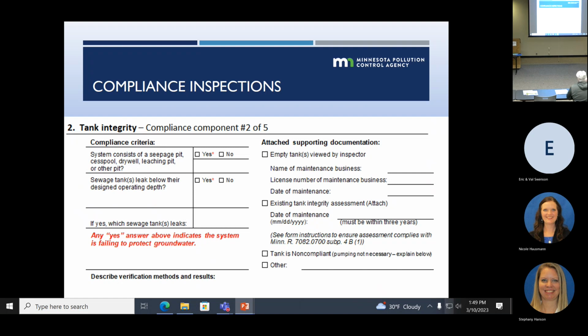The tank section of the form. Let's spend more time on this one. All right. First of all, on the left-hand side, we have a couple of yes/no questions I think we're all very familiar with. You know, is it a cesspool? Is it leaking below operating depth? Yep, okay. Before you move over there to the right-hand side, I just want to point out there's one more thing right here. It says if there's a leak, you're supposed to explain which tank has the leak.